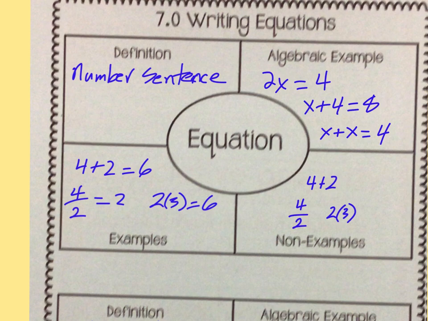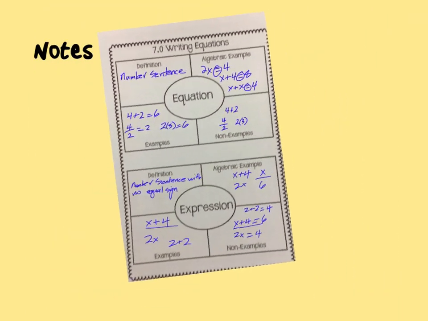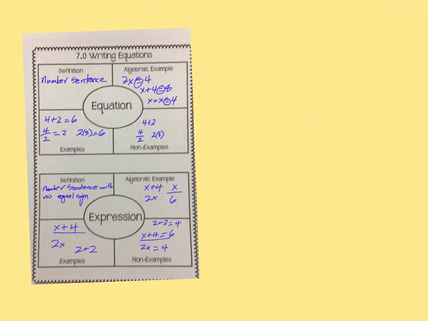So equations have equal signs. That's what makes them equations. Expressions are just incomplete number sentences. They don't have an equal sign. It doesn't tell us where we're trying to get to. So there are your notes for today. Hopefully, as we are going along, you can be thinking back to your notes of how your assignment applies. So let's look at your practice.